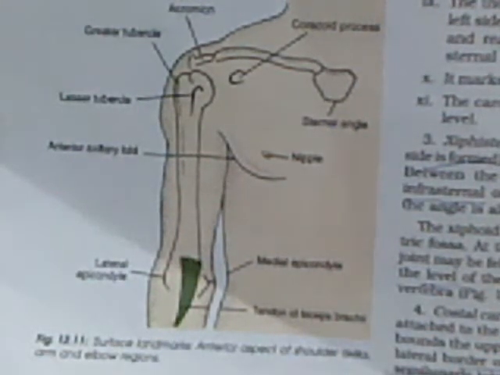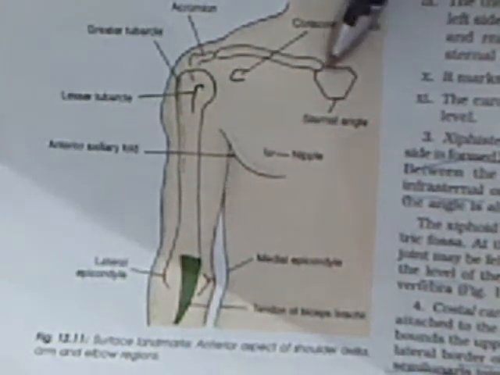Now we are going to talk about the surface landmarks of the thorax, body landmarks. First of all, we are going to talk about the suprasternal or the jugular notch.